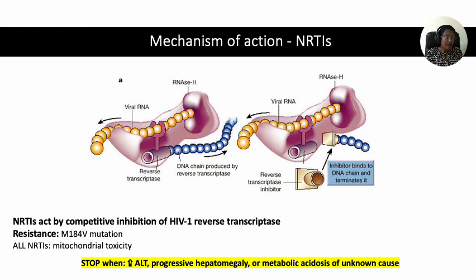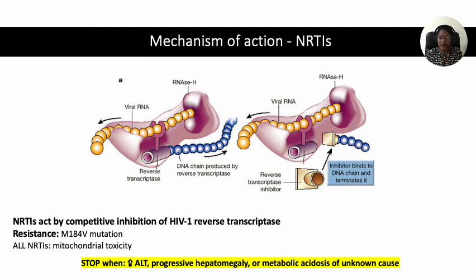Once they are phosphorylated, NRTIs act by competitive inhibition of HIV reverse transcriptase. And like all viruses, mutations can occur to develop resistance against these drugs. This is one of the point mutations, the M184V mutation, and this is observed throughout their classes.